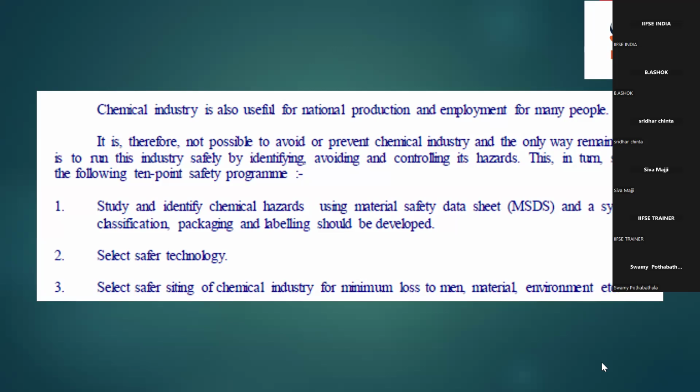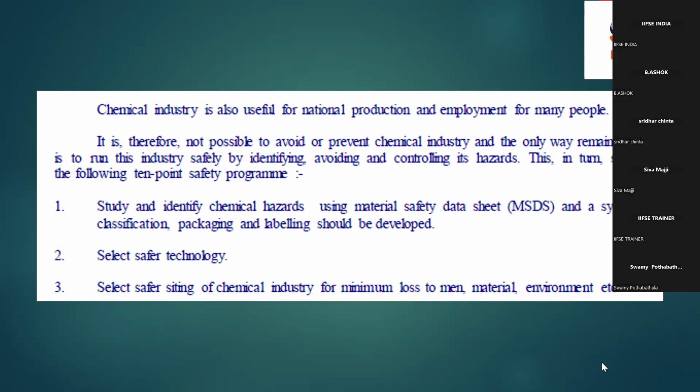Then select the safer technology. We have to select the proper technology to handle. Safer technology means equipment or machinery or instruments, etc. And then select suitable technology.